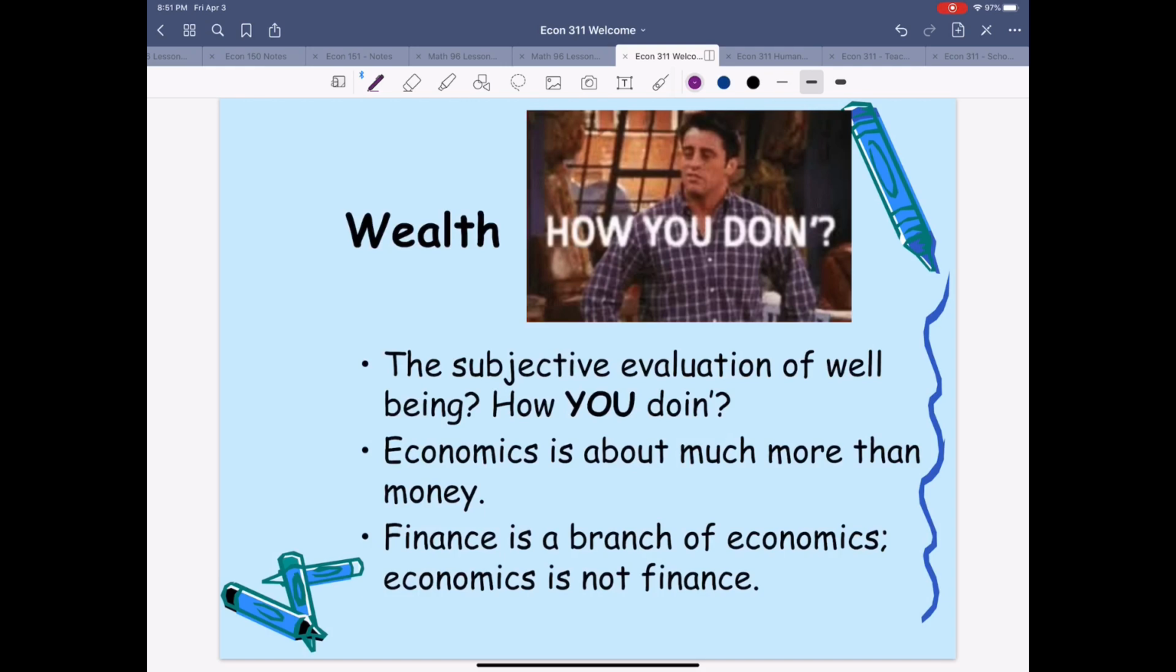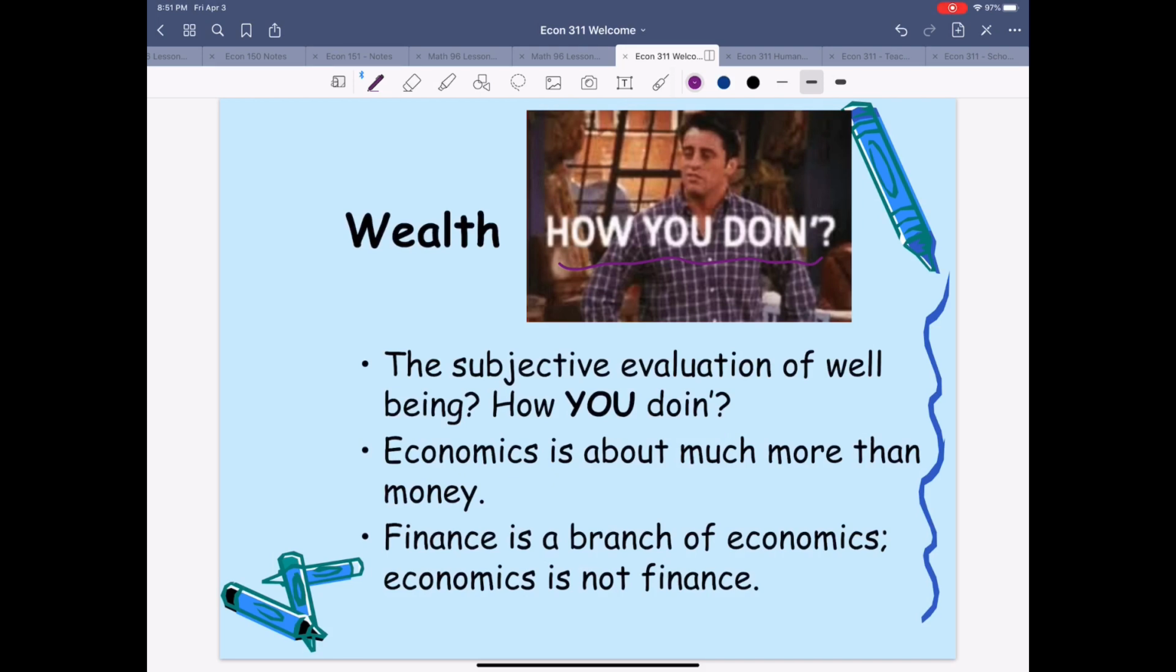Another way of looking at wealth, because often the term wealth implies to us that it's about money exclusively, and certainly money is part of wealth. And when we consider our own personal wealth, we factor money into it. But really, it's about the how you doing. And I love this picture of Joey from Friends, and you know that he's pretty famous for that expression.